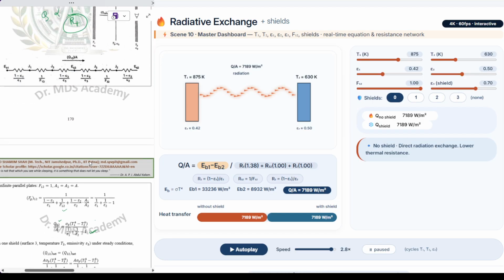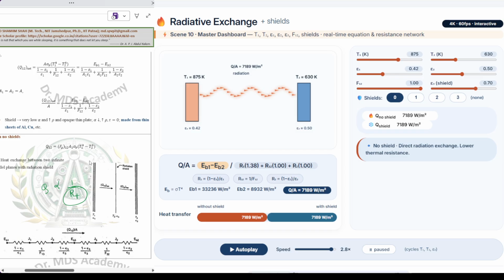Okay, similarly to what we saw in the lecture, this is the same expression: (Eb1 minus Eb2) upon the sum of the resistances. For the first one, for surface 1, R1 is equal to (1 minus epsilon 1) upon epsilon 1. Now here R2 is the space resistance, 1 by F12. R3 is 1 minus epsilon 2 upon epsilon 2, the surface resistance for surface 2.